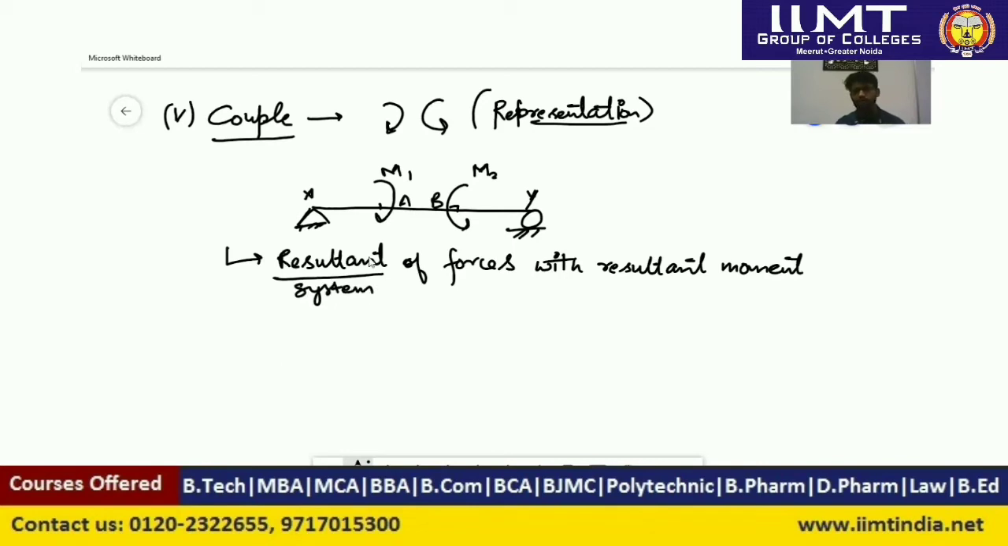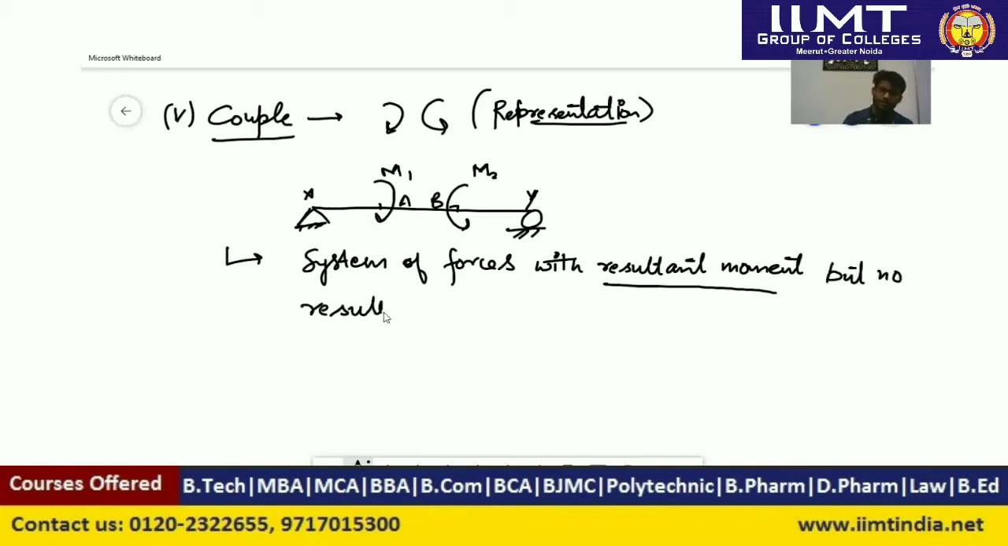If a system of forces is acting on it, then it can be represented in the form of a couple. It is basically a system of forces with resultant moment but no resultant force, and it is known as couple.